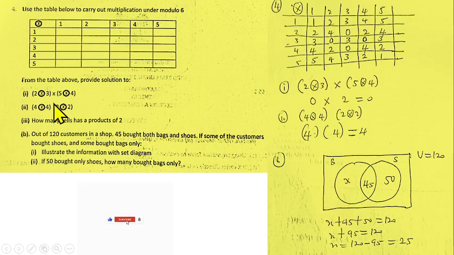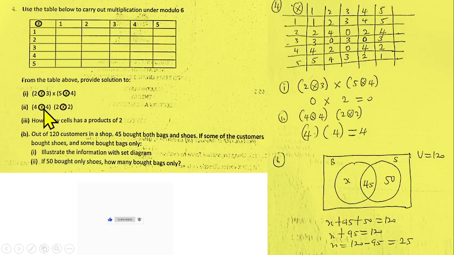Then from the table you have to use it to find 2 times 3. 2 times 3 is 0. So 2 times 3 will give us 0. Then 5 times 4, that gives us 2. Then now do 0 times 2. So 0 times 2 will give us 0, because there is no 0 here. So that gives us 0.